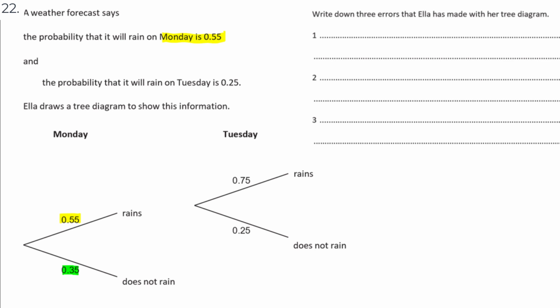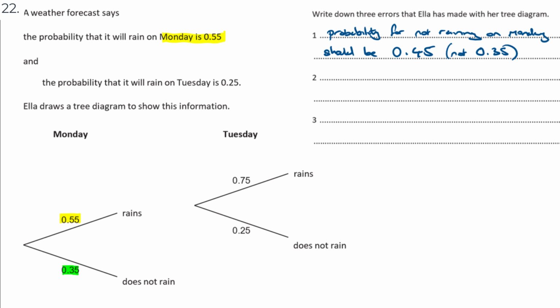So the probability for not raining on Monday should be 0.45, not 0.35. Okay, so she's written 0.35, it should be 0.45. Okay, so that's our first error. Let's have a look at the rest of the diagram now.